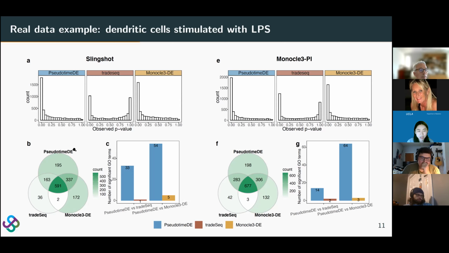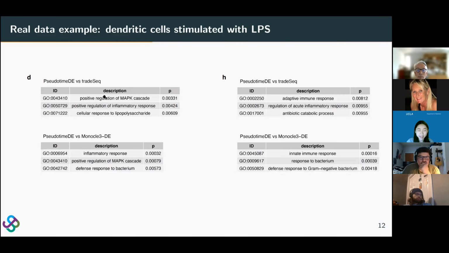So please note that on the left-hand side, we use Slingshot for pseudotime inference, for finding the trajectories. And on the right-hand side, we use Monocle 3, another method for pseudotime inference. We just want to show that our method works well with either pseudotime inference method. So we don't require the pseudotime inference method to be fixed. Instead, our method is adaptive to any pseudotime inference method. That's the message.